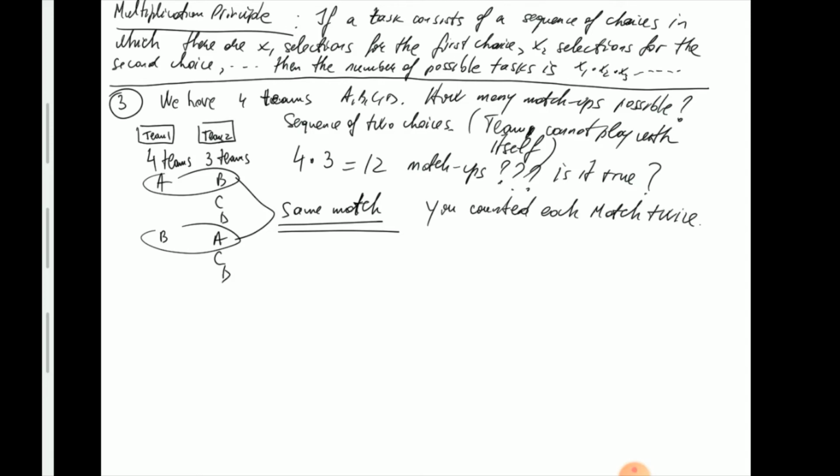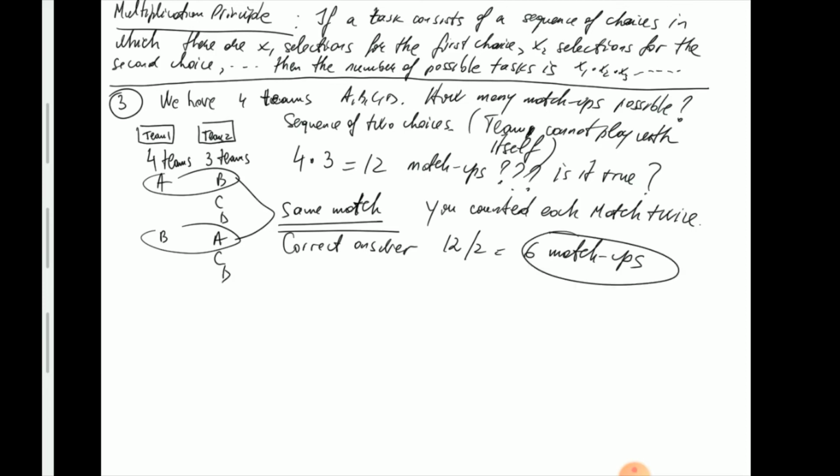Because in the way you do the multiplication principle, basically you take it separately as a match between A and B and B and A. That's not a tragedy, but that means the correct answer is really 12 divided by 2, which is 6 possible matchups.